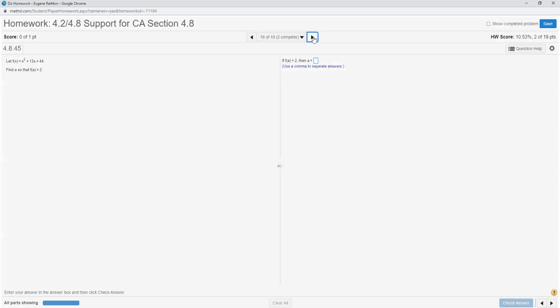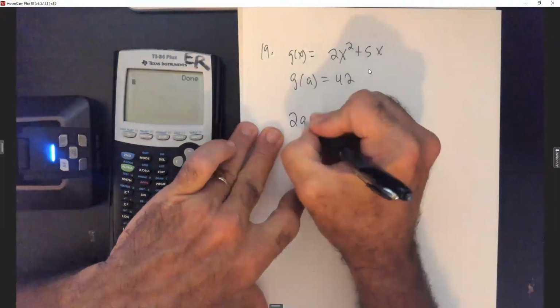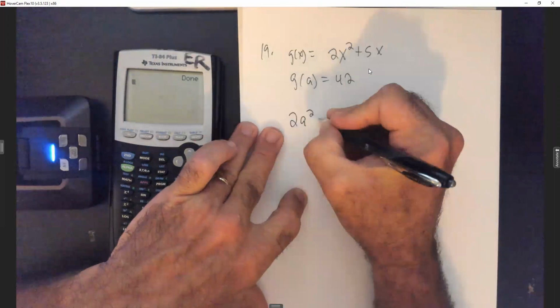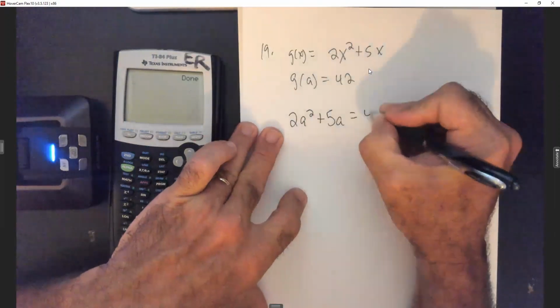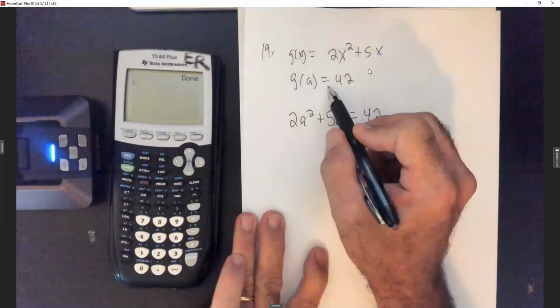All right, y'all, we are down to the last one, number 19. G of x is going to equal 2x squared plus 5x. Find a so that G of a equals 42. So that looks about like the same as I just did, right? So I know that this will really be 2a squared plus 5a equals 42. So replace it with the a's and then set it equal to 42. That's what they're wanting me to do.